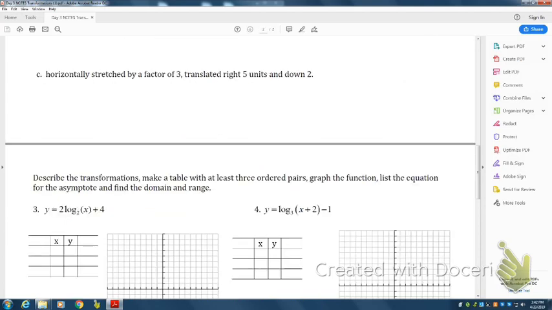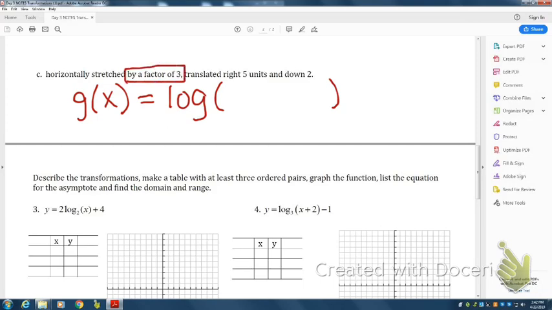All right, C. It says horizontally stretched by a factor of 3. So now, is that an A or B value? B. So does it do anything vertically at all? Do you see vertical in there? So we're just going to write log. The B value is the first thing. If you horizontally stretch by a factor of 3, you're going to flip that 3 upside down, or take the reciprocal, and put 1/3 in there.